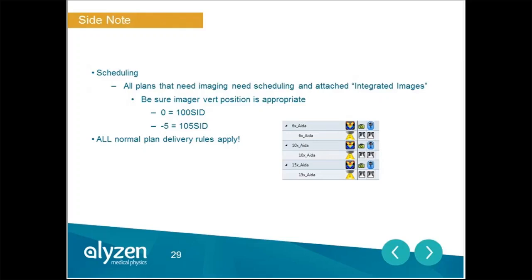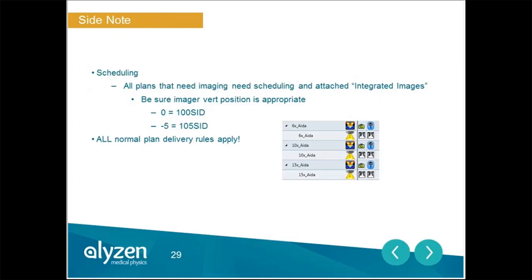I'm going to take a second and just note something on the side. Anytime you want to image something, you need to make sure it's scheduled and integrated images are attached. Also, be sure that your imager vert is ready. If you use a verification plan, the imager vert is going to be set for you. But if you're delivering these two types of plans, you need to make sure you set your imager vert to 0, or otherwise it's going to default to your default position, which is typically 50 for an MV image.